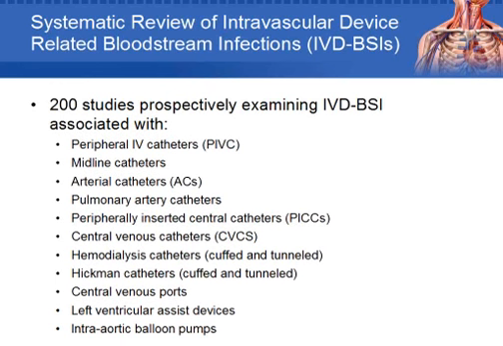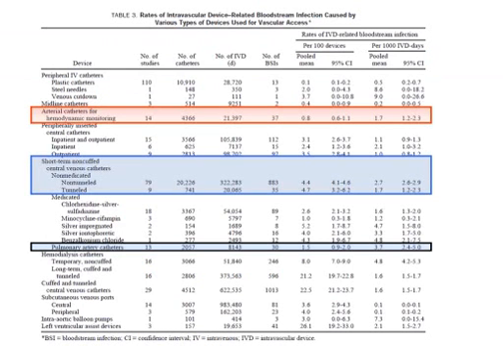If we look at the data, I've highlighted 3 different groups here. You can look at this at your leisure later, and what you'll see on the left-hand side is the device, starting with peripheral IVs, plastic, steel needle, needles cut down, then midlines, and going all the way down to left ventricular assist devices. Then the number of studies, the number of catheters, the number of intravascular devices, the number of BSIs, and on the far right, the rate of intravascular device-related bloodstream infection per 1,000 intravascular days. Highlighted in red, first one there, are arterial catheters for hemodynamic monitoring.